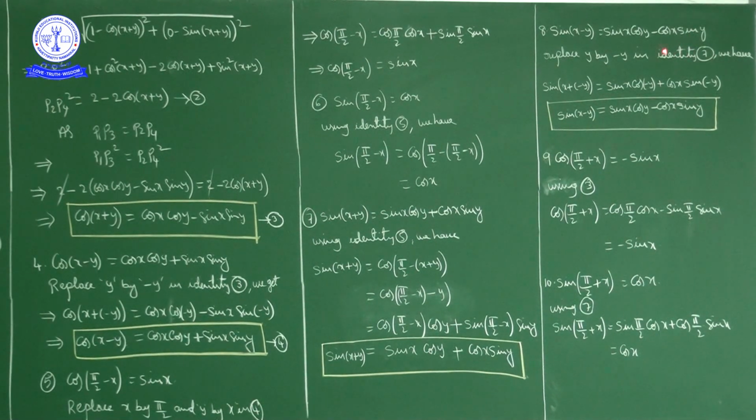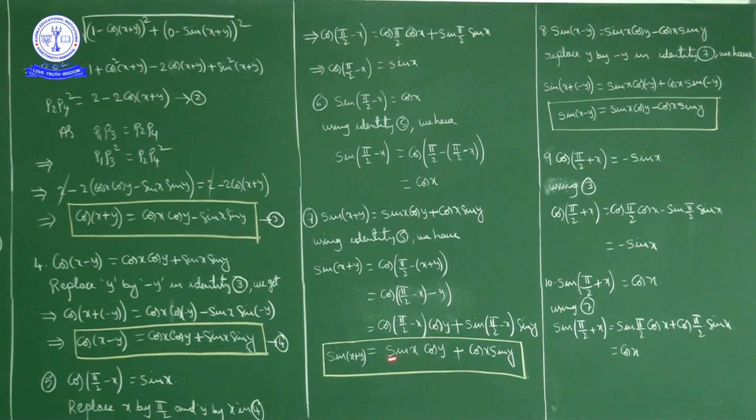Proof is simple. Simply replace y by minus y in identity 7. What is identity 7? Sin x plus y is equal to sin x cos y plus cos x sin y. So replace y by minus y. What we get? Sin of x plus minus y is equal to sin x cos of minus y plus cos x sin of minus y.